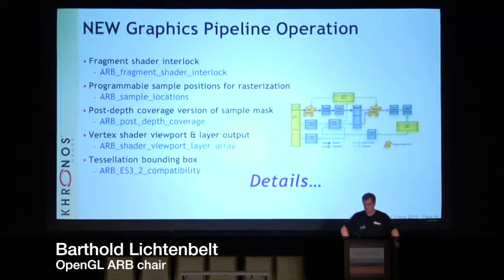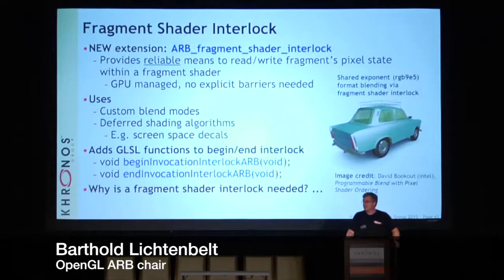Okay, let's move on. Let's talk about the graphics pipeline operations, the 5 new extensions here, and I'll go over each of those hopefully quickly. Here we go. Fragment shader interlock, maybe the most important and interesting one out of the batch of 13. It provides a reliable means to read and write a fragment's pixel state from a fragment shader. The image here on the right came from Intel. They're rendering this car using a floating point frame buffer format that the hardware doesn't natively support, so they did all the blending in the fragment shader using fragment shader interlock.